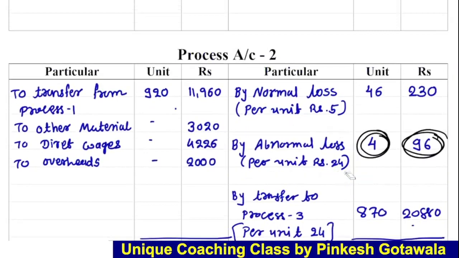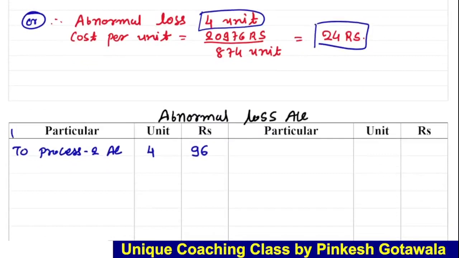Clear? This is the first effect. Now the second effect. Okay, it is our first effect. Now what will be the second effect? Now think that if in a process there is a normal loss, then what do we do with the normal loss?